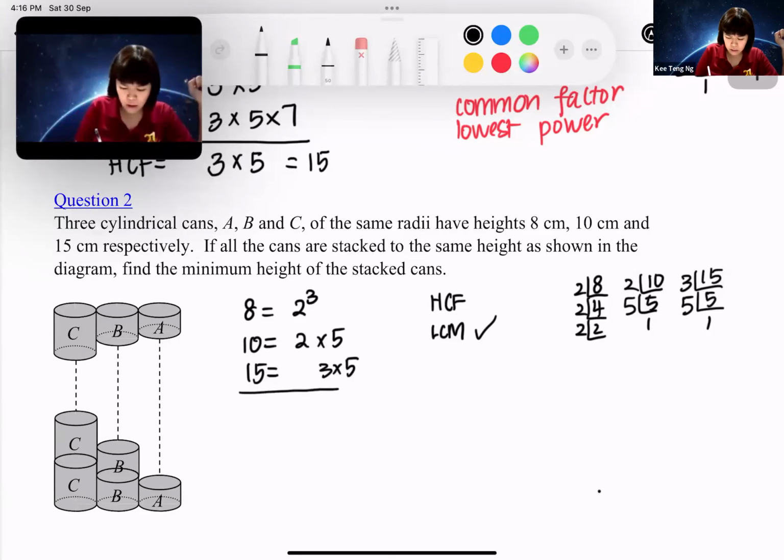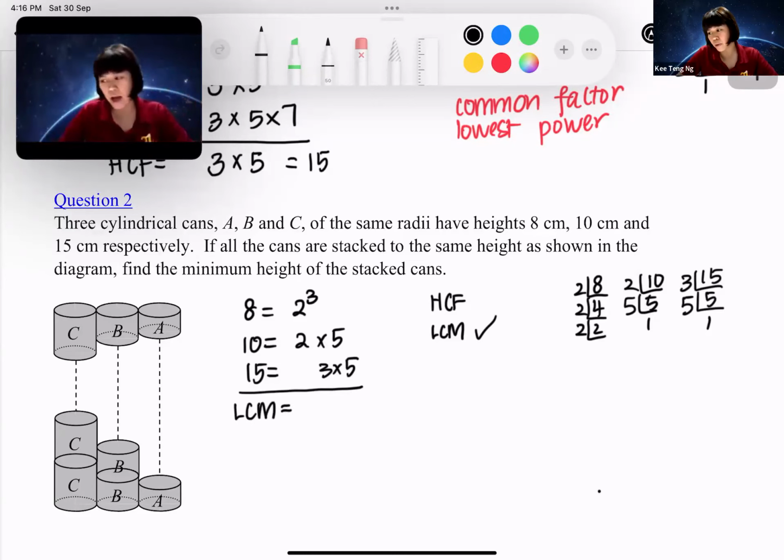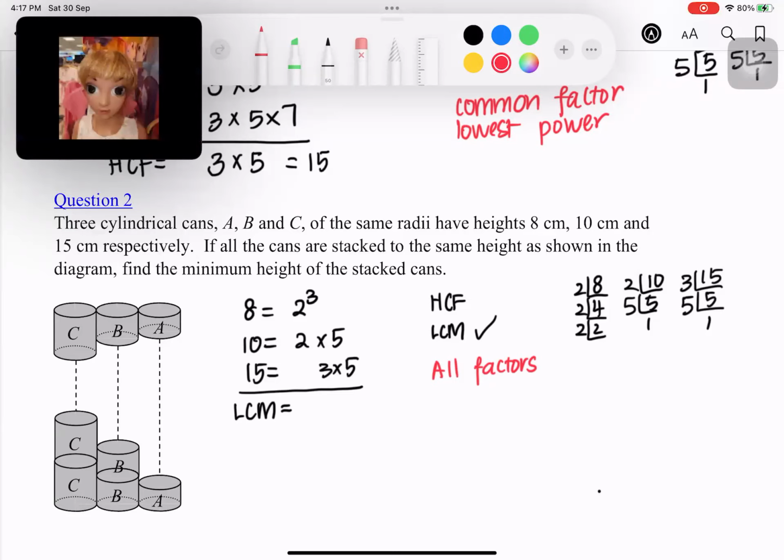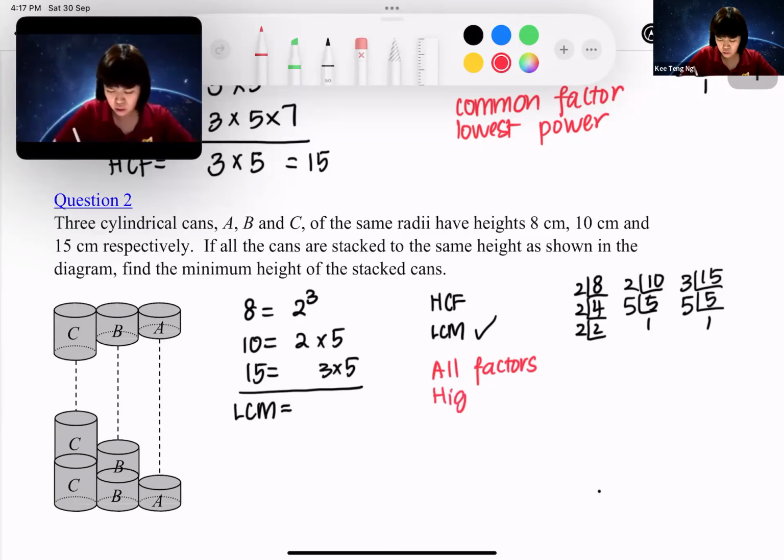So I find the LCM. Maybe I can ask people to help me. Okay, find LCM. I have to choose all factors. And then what kind of power? Maybe highest power. Highest power. Yes, thank you, Jared. So you choose the highest power.